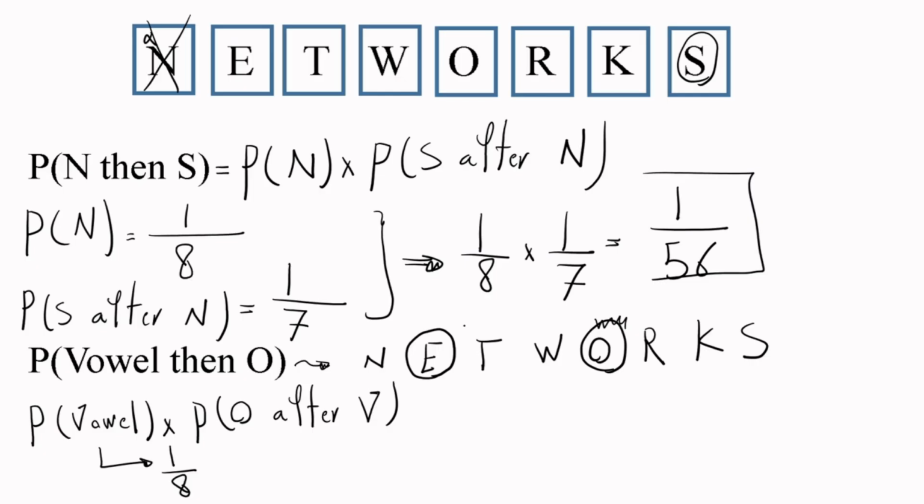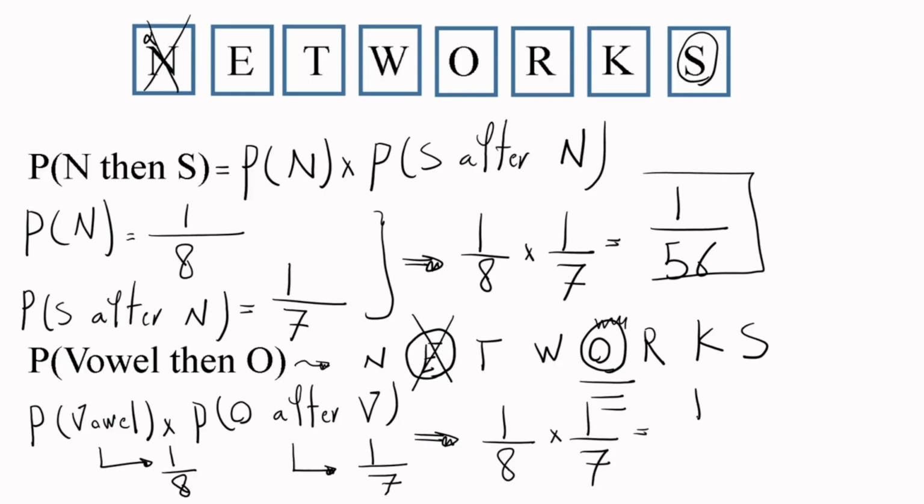And for the second one, I'm going to eliminate E. For the second one, O would be a favorable outcome. So in this case, I'm going to have one favorable outcome over 7 because I have already eliminated the E letter. So the probability is going to be 1 over 8 times 1 over 7, and it's going to be 1 over 56. Really easy.